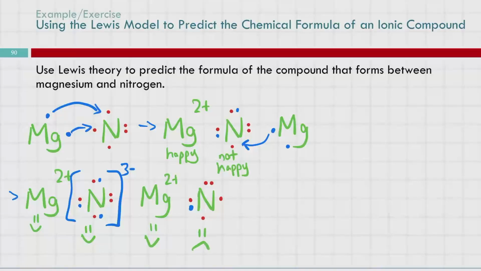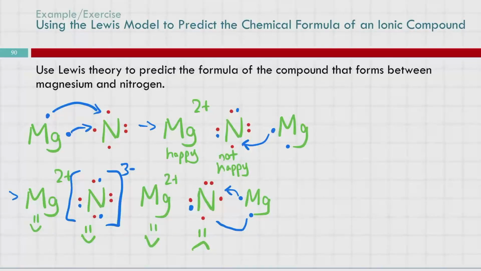Nitrogen, unhappy. Why is it unhappy? It doesn't have a full octet. It needs 2 more electrons. Where can it get those 2 electrons from? Another magnesium. So we say, well, if there's 2, there's probably 3. There's another magnesium. It also has 2 valence electrons.